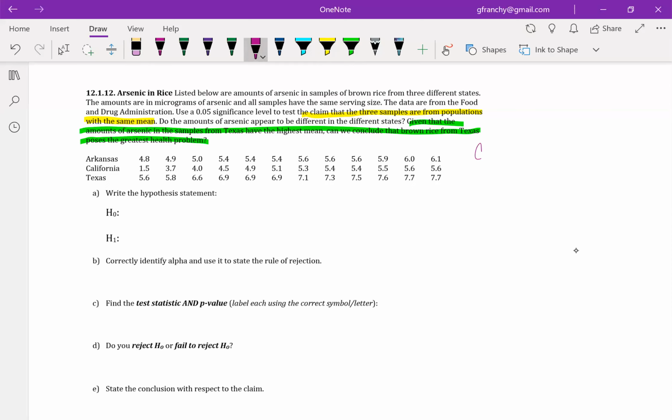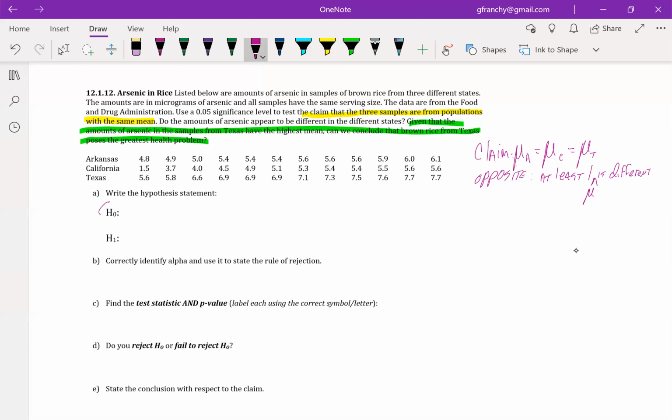So our claim is that the mean amount of arsenic from Arkansas is equal to the mean from California, which is equal to the mean from our population from Texas. And the opposite of that is going to be that at least 1 population mean is different.